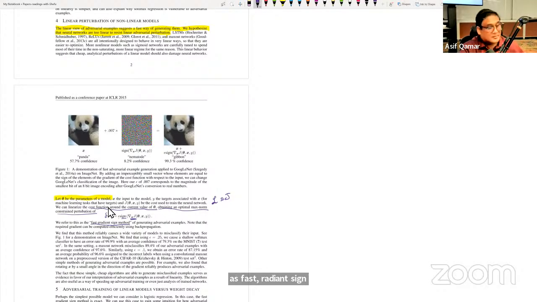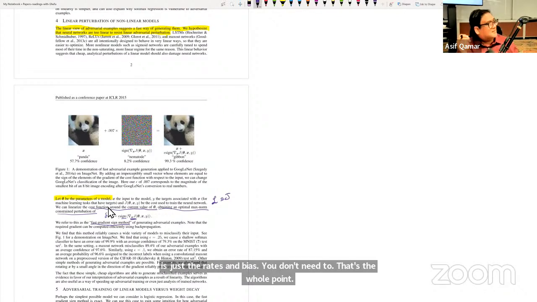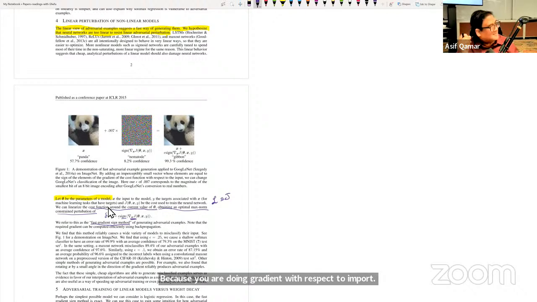What is the theta again? Just the weights and biases. But how do you know the weights and biases? You don't need to. That's the whole point, because you're doing the gradient with respect to the input. Yes, the loss function has that built in, but you are not changing that. You're taking the gradient. If you look below the gradient, the subscript is x.